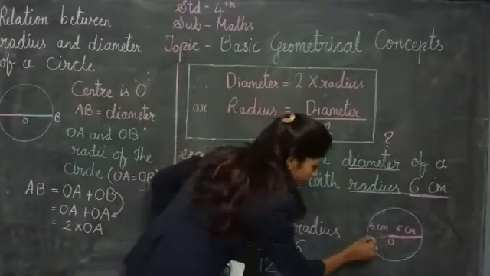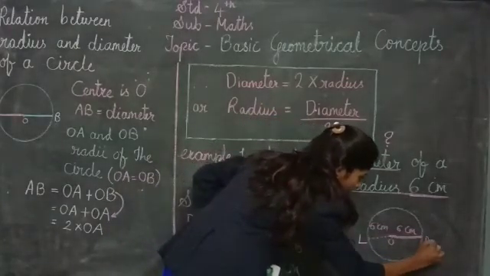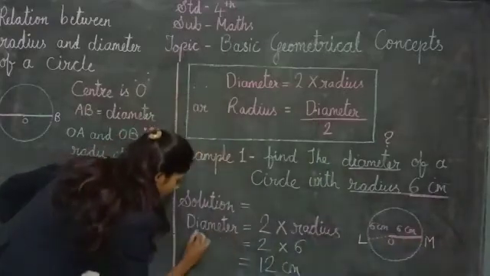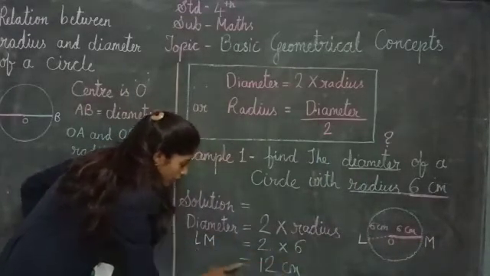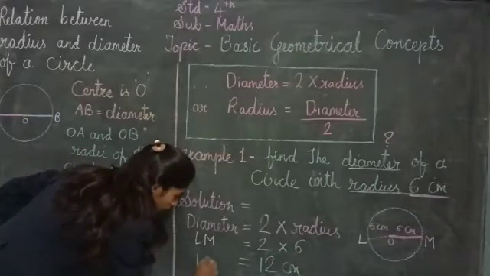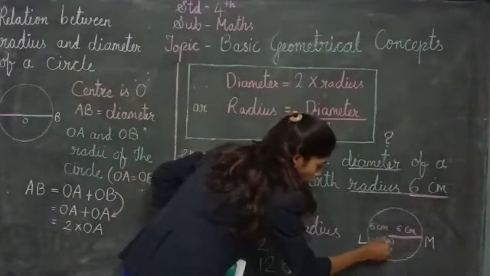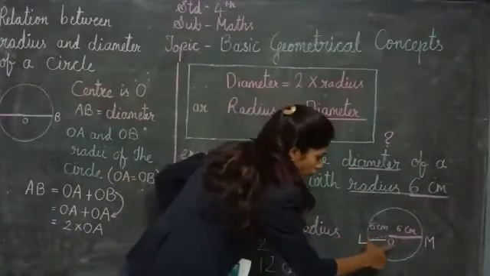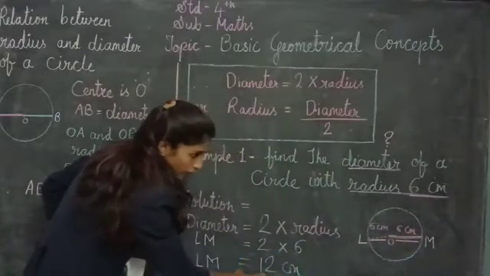Let us give some names here, L and M. So this diameter LM is equal to 2 into 6. Now LM is equal to 12 cm. So OL will be 6 cm and OM is equal to 6 cm. Together it becomes 12 cm.